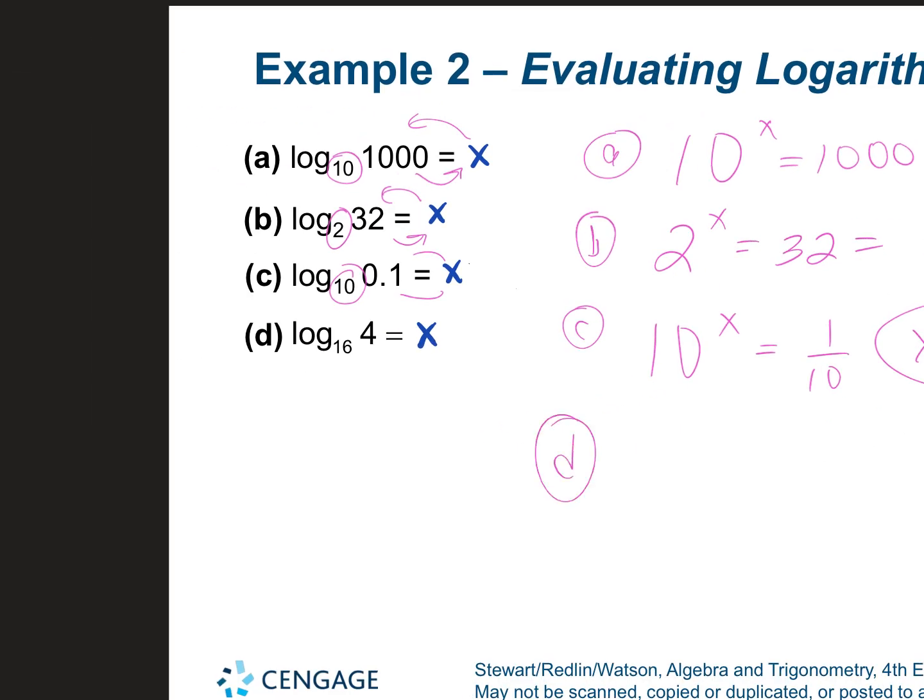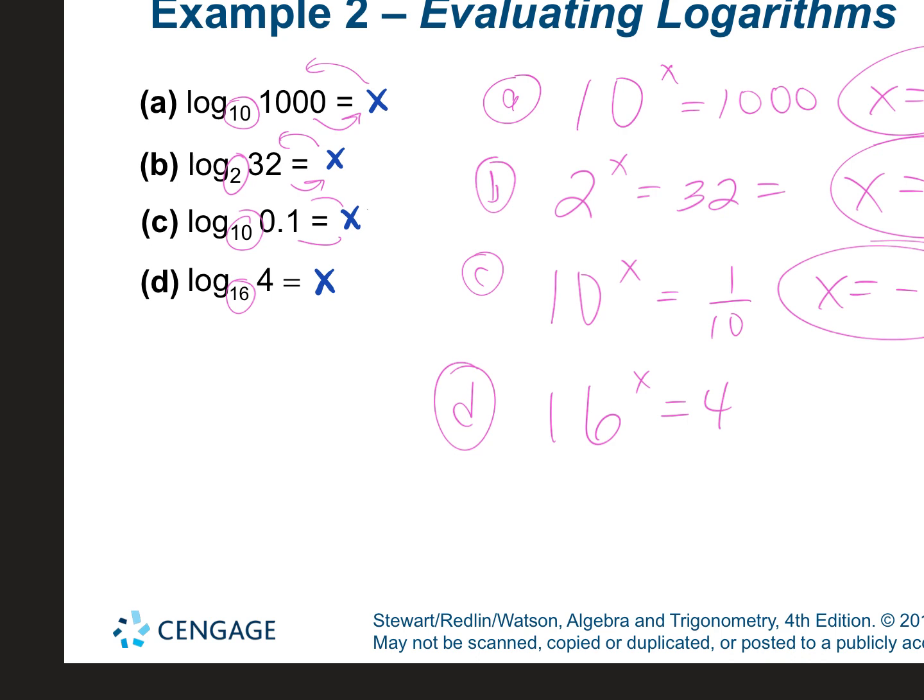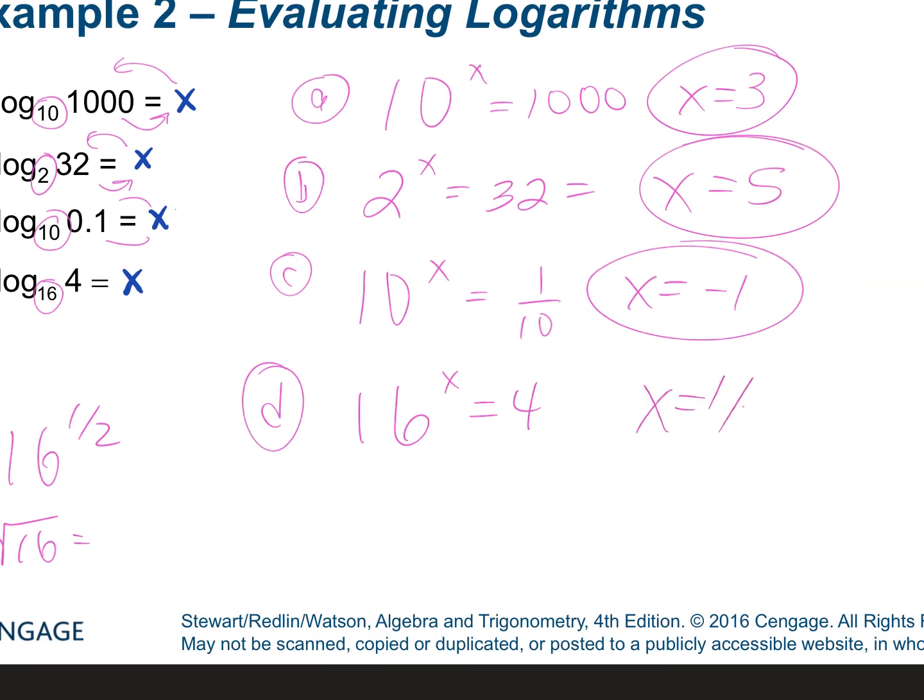And then the last one. Rewrite D. A big 16. Okay, they switch. When they switch, I get 16 to what power equals 4, right? I know the answer's there, but let's think a little bit. How would you go from 16 to 4? A fraction. Why are you saying a fraction? What's a fraction the same as? Taking the square root. Yep. If I said 16 to the 1/2 power, that's the same thing as saying the square root of 16. So x would be 1/2.